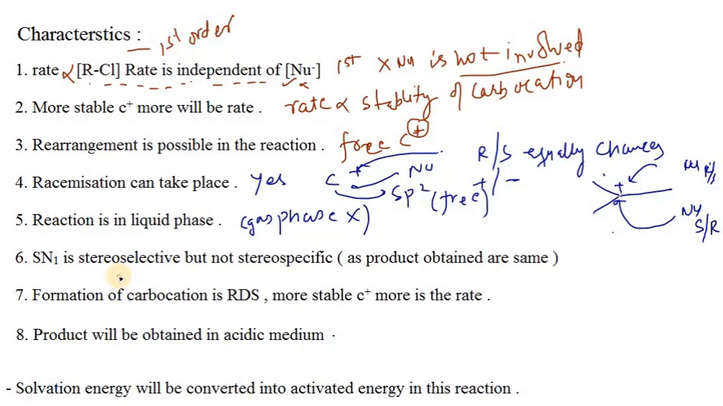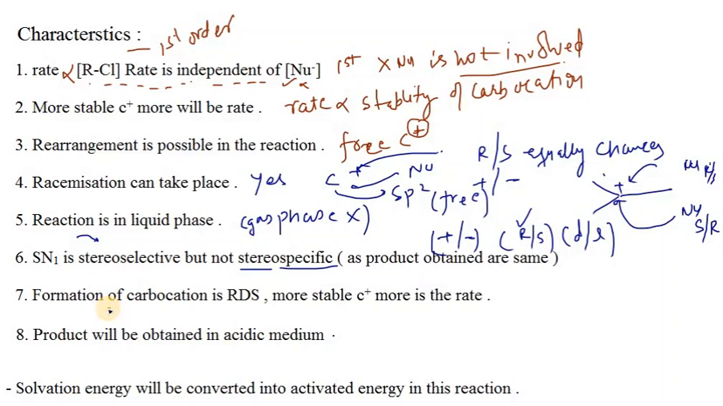SN1 is stereoselective but not stereospecific. It is not stereospecific because it is not specifying the stereoisomer of the product, as the products obtained are the same. It is equally negative and positive, or we can say R and S equally, or D and L, in equal amounts. It is not specifying whether the product is R or S, or D or L, but it is still a stereoselective reaction. The reaction is stereoselective because a single reactant is deciding the formation of two different products, which are equal in the mixture and are stereoisomers.